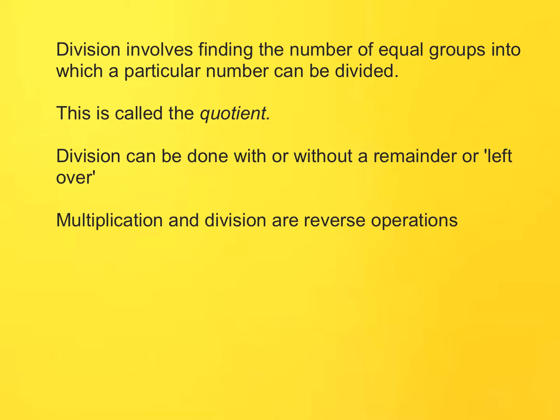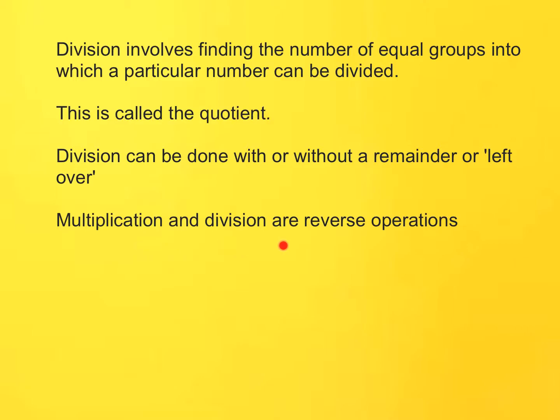Well, first of all, just a little bit of information about division. Division involves finding the number of equal groups into which a particular number can be divided. So basically taking a number and dividing it by a number and seeing how many equal parts it can be broken into. That is actually called a quotient. Division can be done with or without a remainder. So sometimes we have remainder 1, remainder 2, and sometimes a number can be divided exactly. So for example 4 divided by 2 gives us 2, no remainder left over.